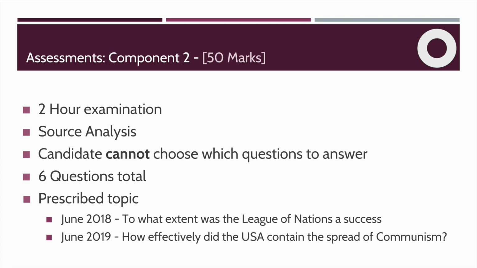With paper number 2, candidates do not choose which questions they answer. You are given 6 questions and you have to answer all of them. One of the things that is nice, however, is that Cambridge always announces what the topic of the paper will be long in advance. So, for example, those who are taking the IGCSE program in 2018, the topic will be, to what extent was the League of Nations a success? If you're taking the IGCSE in 2019, the topic will be, how effectively did the United States contain the spread of communism?